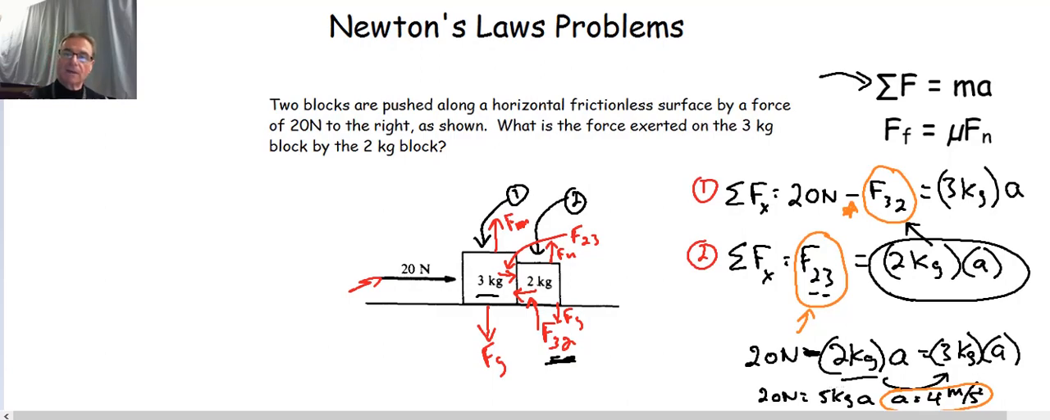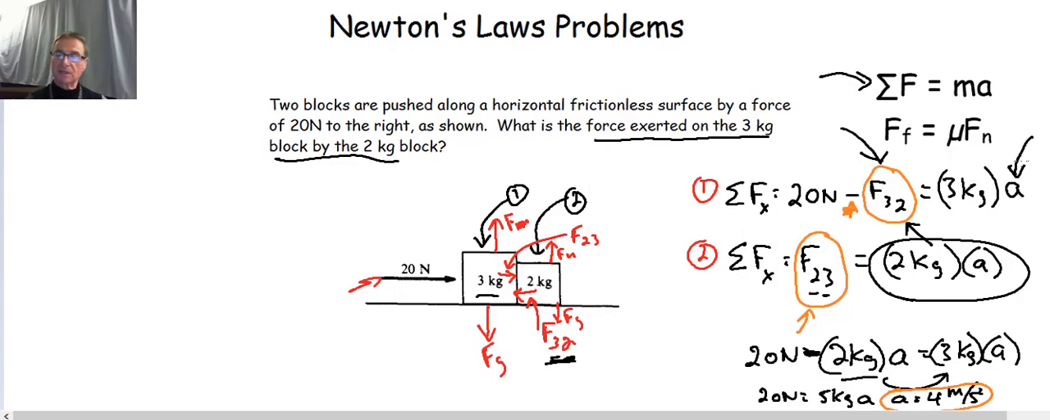All right, but we're not looking for the acceleration. We're looking for the force that's exerted on the 3 kilogram block by the 2 kilogram block. We're looking for the force on 3 due to 2. We're looking for that guy right there. Well, we now have A, right? We know what A is, all right? So we can just plug that back into the equation.